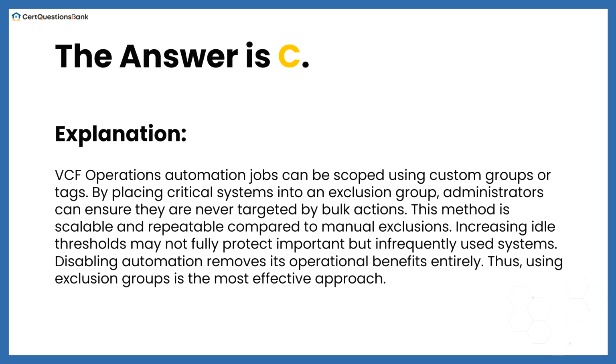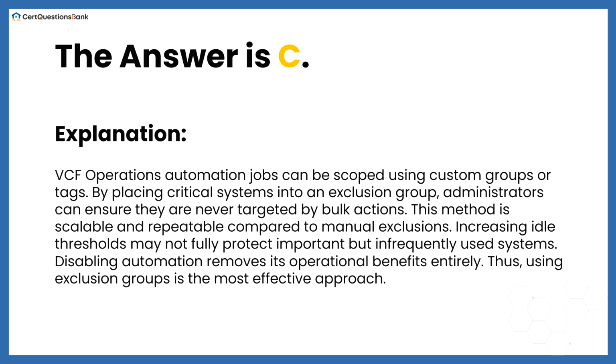VCF operations automation jobs can be scoped using custom groups or tags. By placing critical systems into an exclusion group, administrators can ensure they are never targeted by bulk actions. This method is scalable and repeatable compared to manual exclusions.